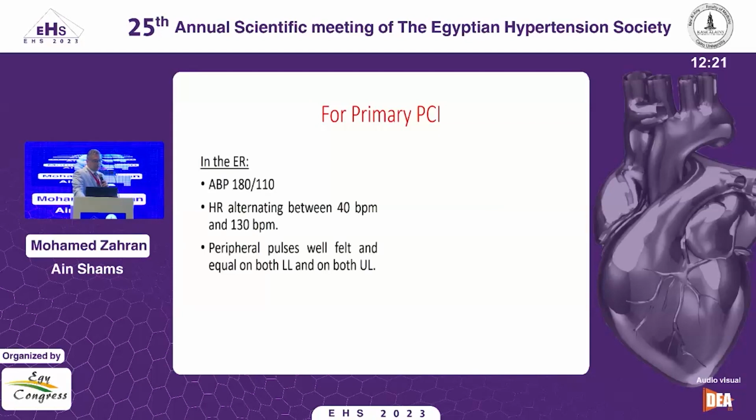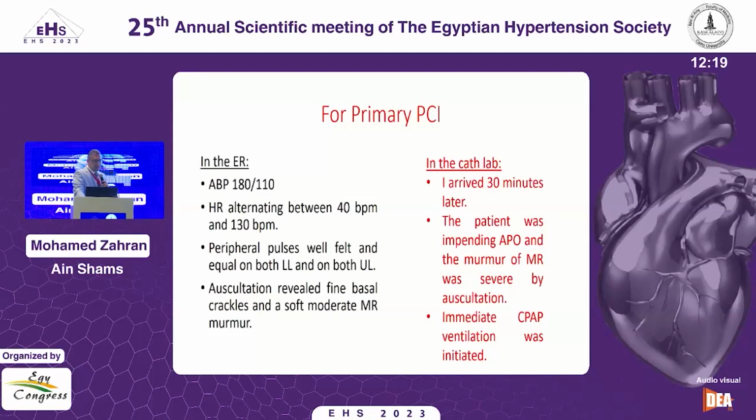This is the ER data, as we said previously. And in the cath lab, when I arrived 30 minutes later, the patient had impending pulmonary edema. His chest showed the murmur of severe mitral regurgitation, and I ordered him to be put on CPAP and ventilated non-invasively to start the primary PCI procedure.